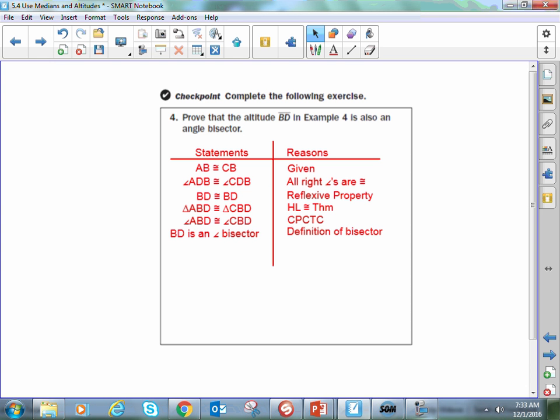So the triangles are the same because hypotenuse leg. But again, we could have said angle, angle, side if we wanted to. So that means the angles at the vertex where point B was located, angle ABD and CBD, have to be the same because corresponding parts are congruent. And so since the angle got cut in half, that means that BD has to be an angle bisector because that's the definition of what a bisector is.